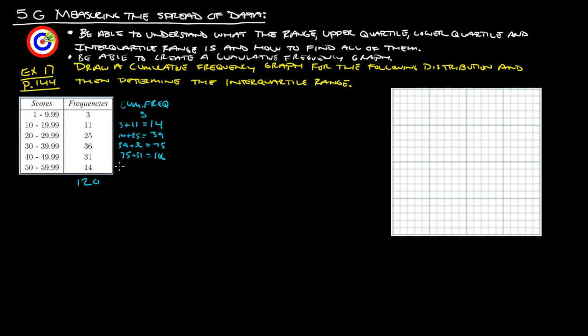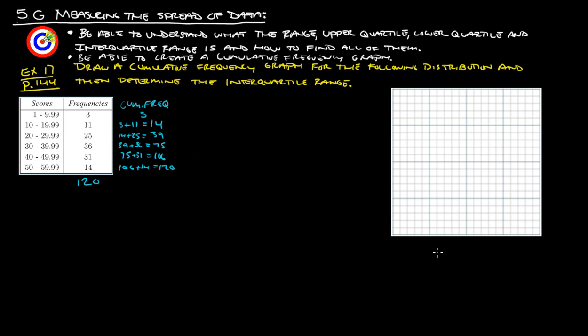75 plus 31 gives us 106, and then 106 plus 14 gives us 120, and that's a nice little double check that we did our math right here because these numbers match. Okay, so cumulative frequencies. The biggest number we have here is 60.